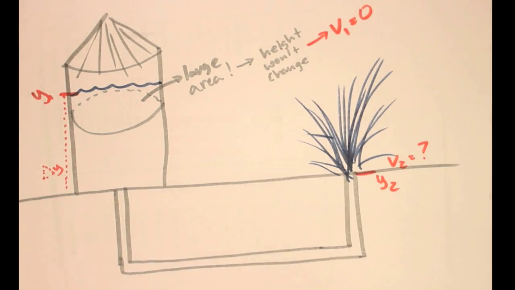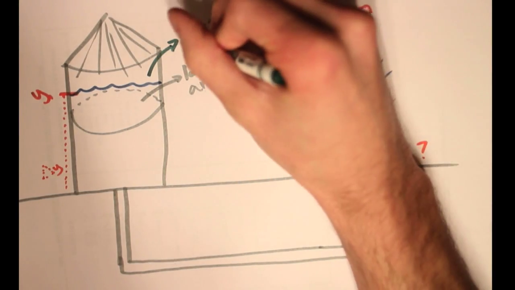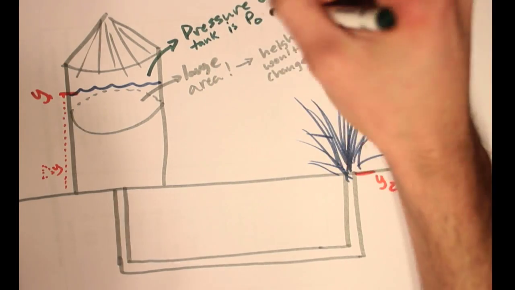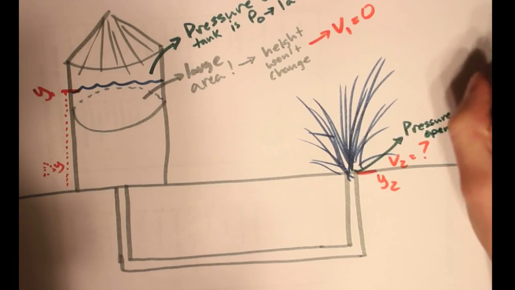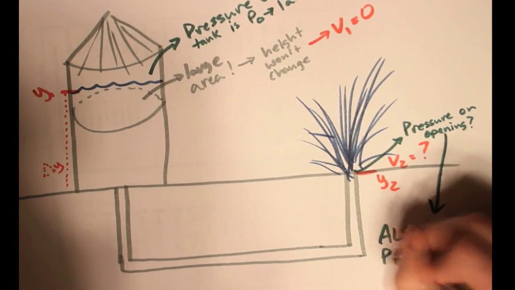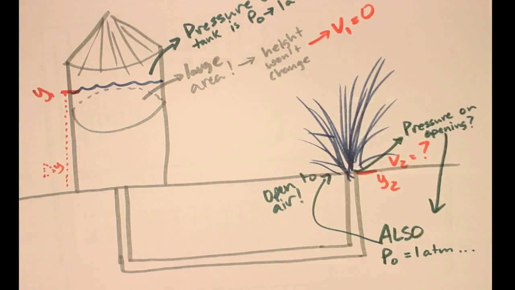Now, that initial velocity can be considered 0 because that height doesn't change. Now, what's the pressure? The pressure exposed on my water in the silo is the pressure due to the atmosphere, as is the pressure from the water spewing out, because both are open to the air around them.